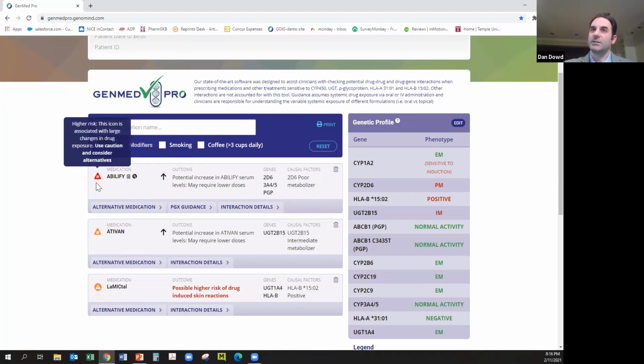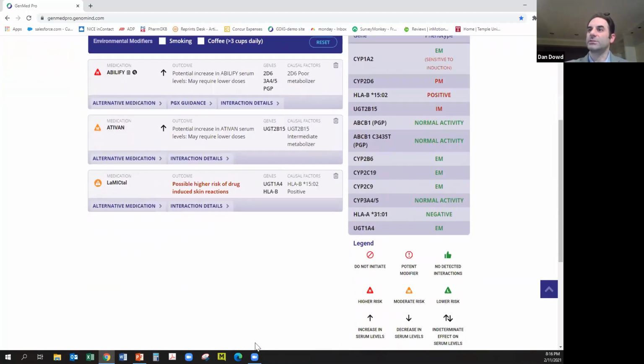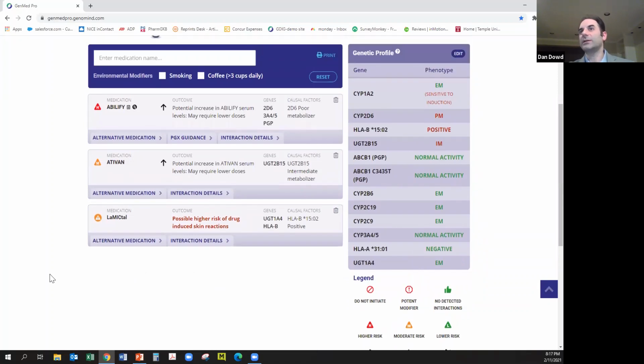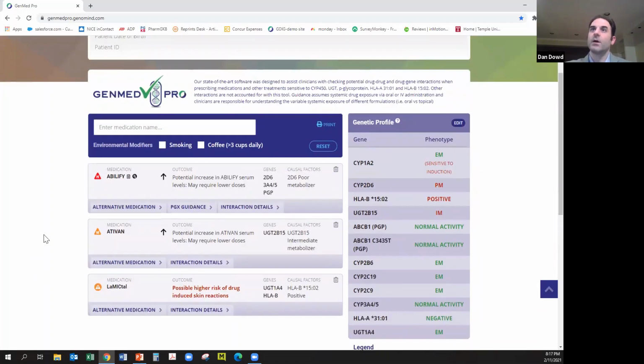The icons that you see here stratify this into high, moderate, or low risk. So high risk options, you might want to consider an alternative here. You can see blood levels that are dramatically higher when you see this high risk icon. Moderate risk is a caution and monitor. Low risk means it's probably not going to be clinically significant except for drugs with a very narrow therapeutic range. So in this case, we expect higher blood levels. This is a high risk interaction, and we know it's caused by the person's 2D6 poor metabolizer status.